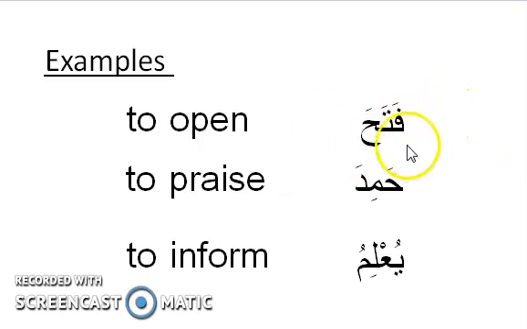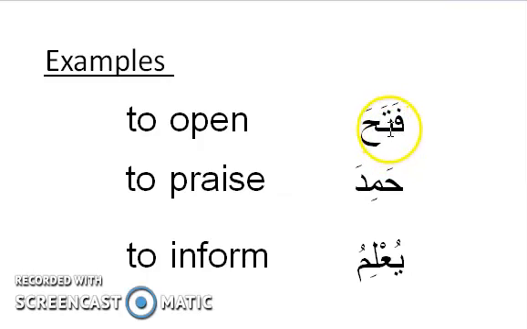Next. See these words. The first one is very easy because it has fatha, a small slash on the top of the three letters. The first letter is fa. When there is fatha, we say fa.